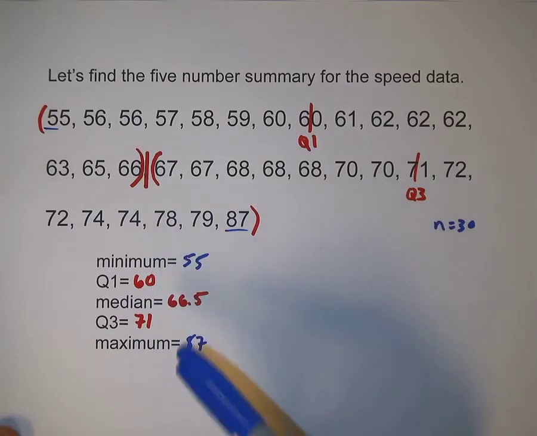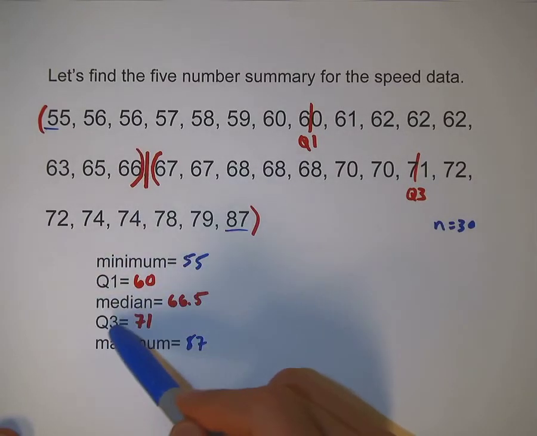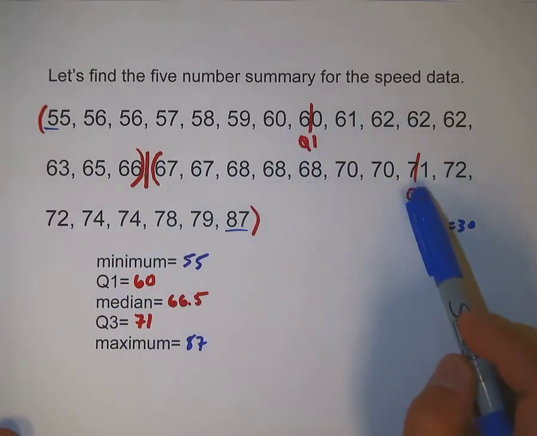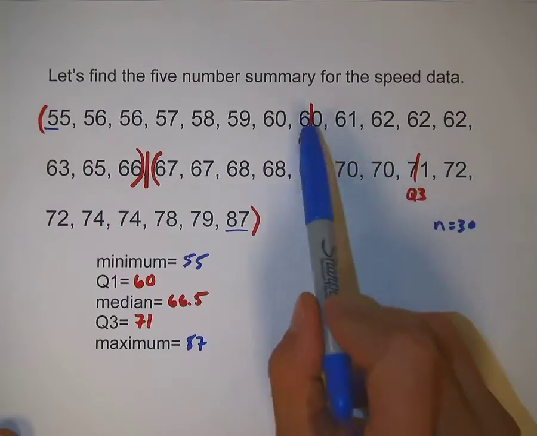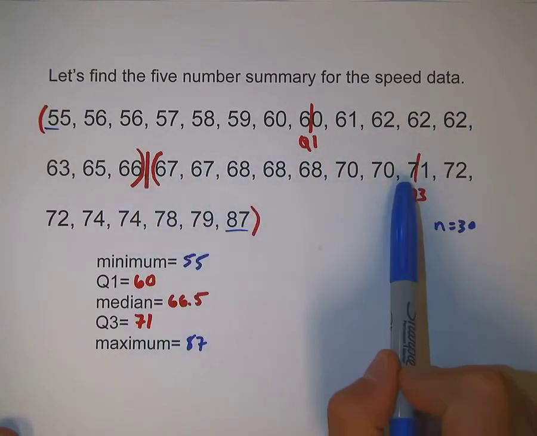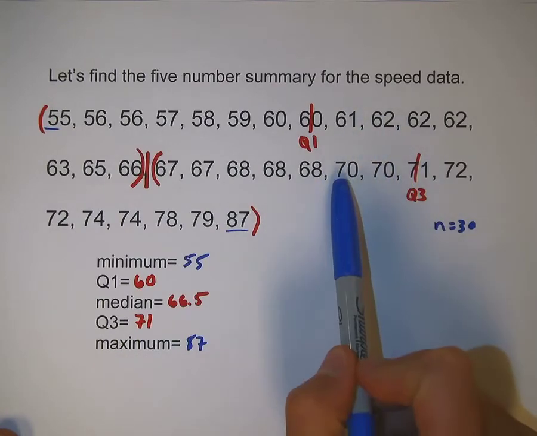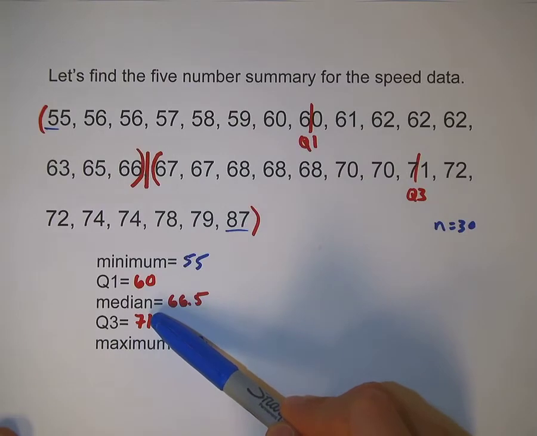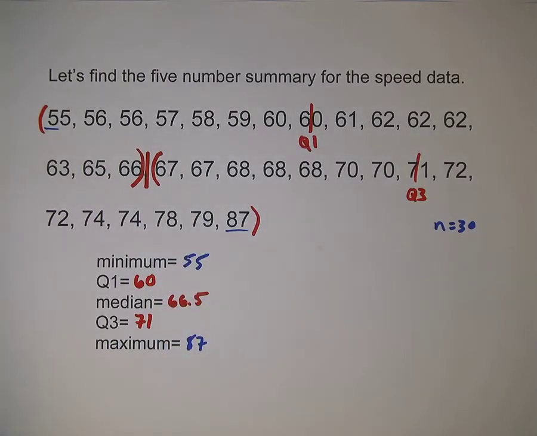We can also see that in between Q1 and Q3, that's going to give you about half of your values. It's basically going to be the second fourth of the data and the third fourth of the data. So that makes up 2/4 or a half. So half of the speeds were between 60 and 71. That also gives us a good way to measure the spread of the data.